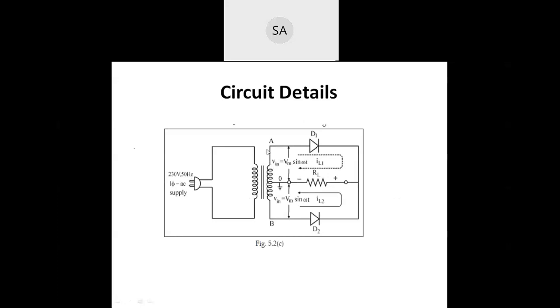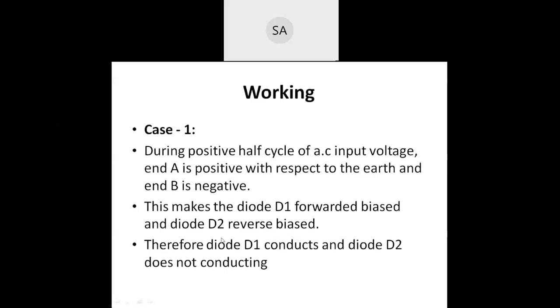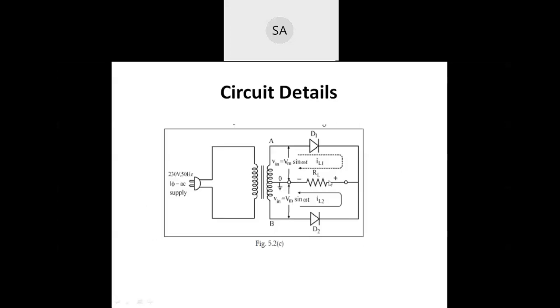During this positive cycle, A is positive with respect to this ground, but B is negative with respect to the ground. This is the picture of the center tap transformer secondary. So A is positive with respect to the ground and B is negative during the positive half cycle. This makes diode D1 forward biased and diode D2 reverse biased. So this diode will conduct and this diode will be reverse biased. This will be on, a closed circuit, and this will be off, an open circuit.